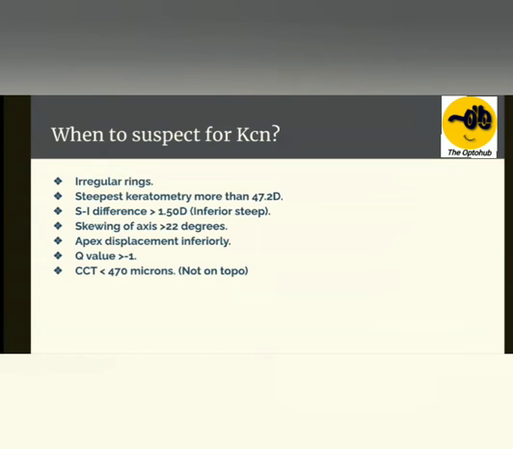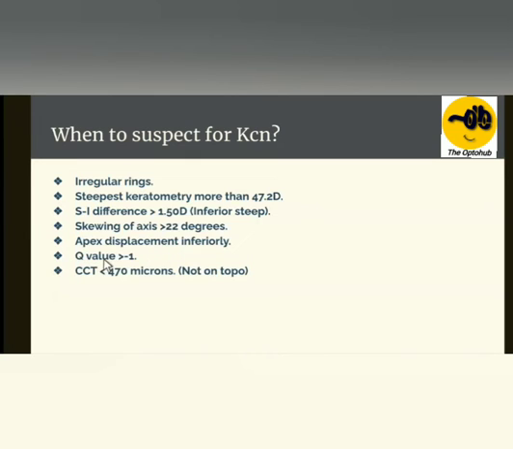The same thing we would be seeing in the mean curvature map. Skewing of axis, SRAX, what I showed you in one of the initial slides: if it is more than 22 degrees, you should start suspecting such a case for keratoconus. And there is an apex displacement inferiorly. So in the mean curvature, again, when we had a look, the steepest mean curvature, where the position of that specific point is, this is what we mean by that.